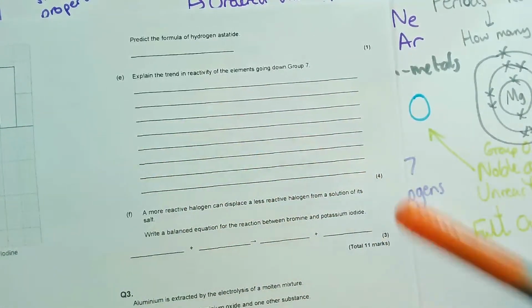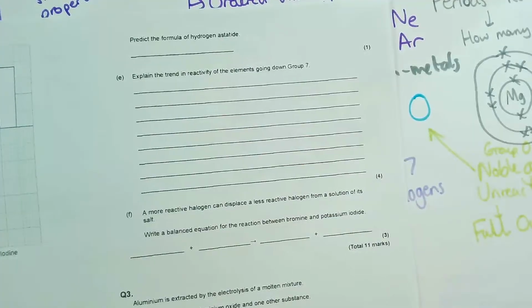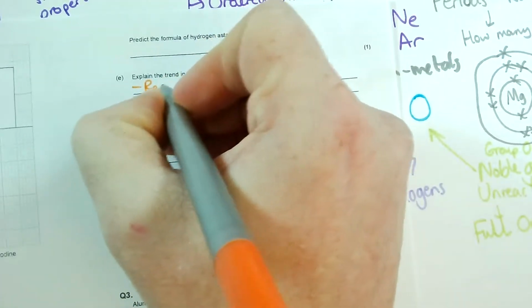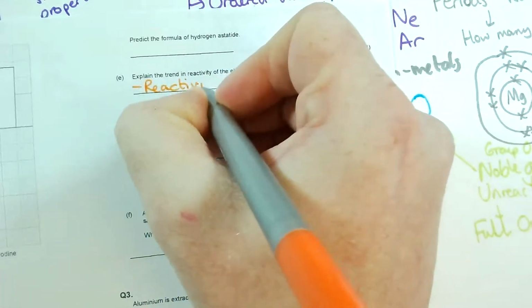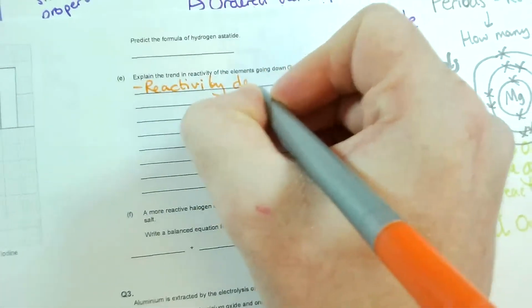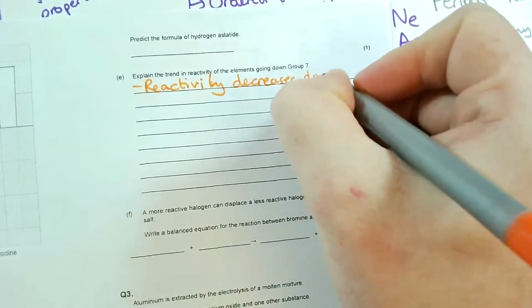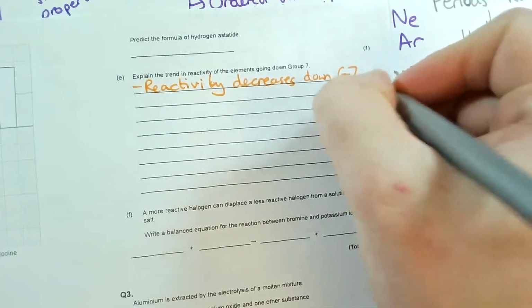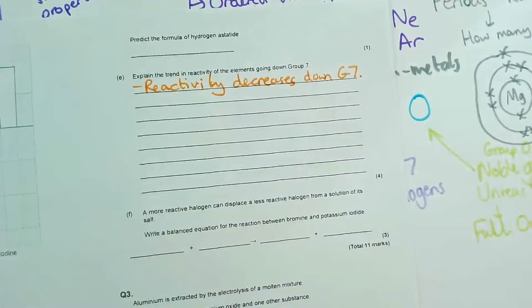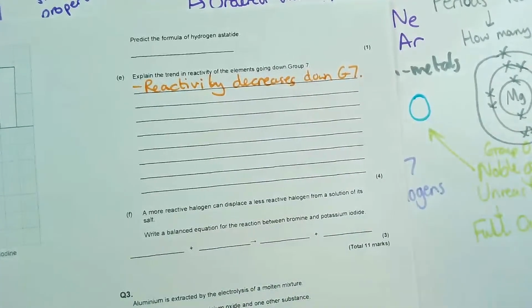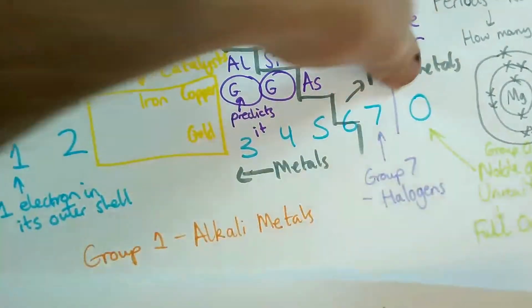In terms of foundation, they'll talk about the idea that the reactivity decreases as we go down the group. So let's do that to start off with. Reactivity decreases down group 7. That is the type of thing which they would ask any tier. What happens to the reactivity as you descend group 7? What's actually happening here?